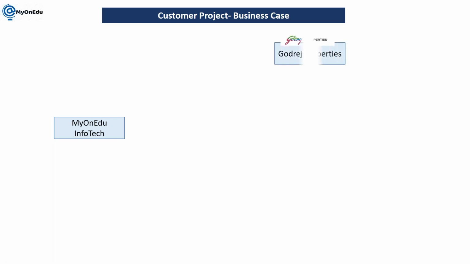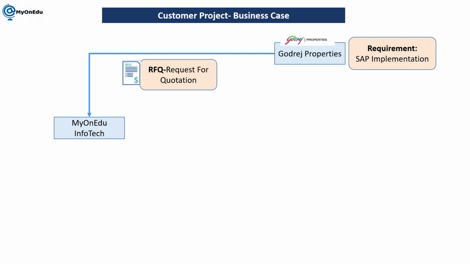What is the business process for this? Let's say we are the company, My1 Infotech, for example. There is one more organization here, Godrej Properties, and they are looking to implement SAP. To implement it, they will invite bidding. How will they invite? They will send an RFQ, request for quotations, to different organizations, different vendors.